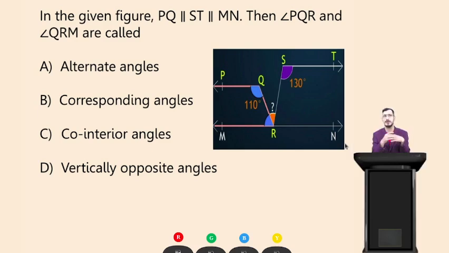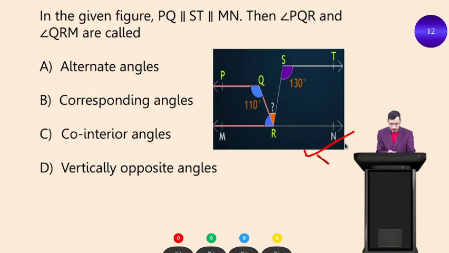Okay, now it's question time. In the given figure, PQ parallel ST parallel MN, then angle PQR and angle QRM are called, and I am giving you 30 seconds. So which option is correct here? Alternate angles, corresponding angles, co-interior angles, or vertically opposite angles. You can see the figure here.